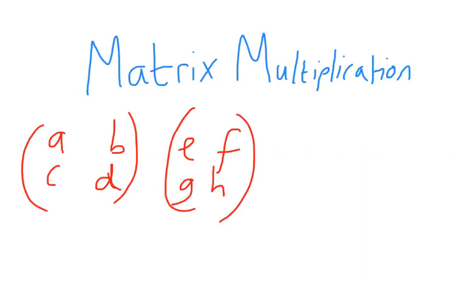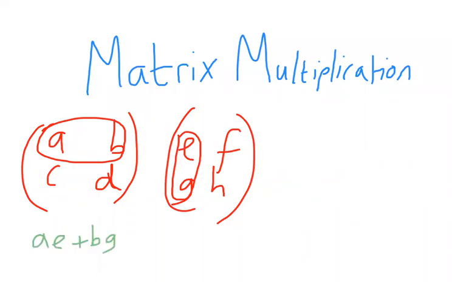Now, this looks pretty straightforward. You probably think A times E, then B times F, then C times G, then D times H. But that's not how you do matrix multiplication. You look at the first row, and then you look at the first column of the second matrix. So the answer to this is going to be AE plus BG, and that's going to be in the top left. Top right is going to be AF plus BH. Bottom left is going to be CE plus DG, and bottom right is going to be CF plus DH.